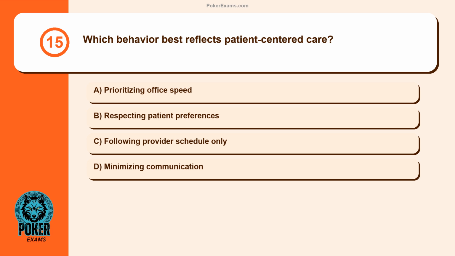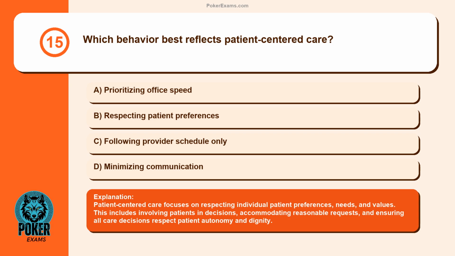Question 15. Which behavior best reflects patient-centered care? Prioritizing office speed, respecting patient preferences, following provider schedule only, minimizing communication. Patient-centered care focuses on respecting individual patient preferences, needs, and values. This includes involving patients in decisions, accommodating reasonable requests, and ensuring all care decisions respect patient autonomy and dignity.